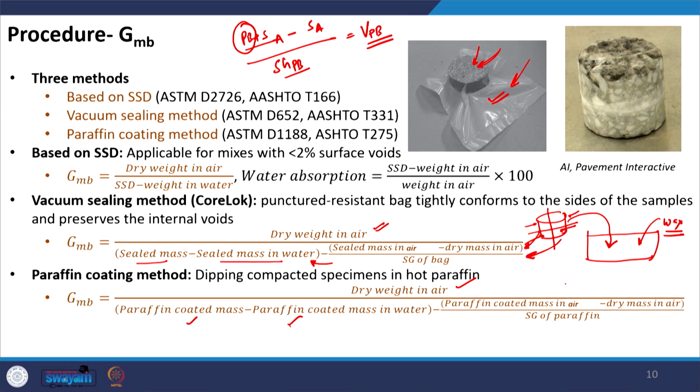So, which means I have to deduct the weight of paraffin divided by the specific gravity of paraffin. So, how do I know the weight of paraffin? This will be the paraffin-coated mass in air minus the dry mass of the sample in air. So, this will give me the weight of the paraffin coating divided by the specific gravity of the paraffin coating. So, these three methods are usually adopted to measure the value of GMB in the laboratory.